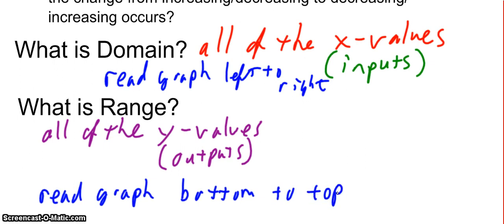to top. And just to emphasize, for both the domain and range, the reason why we read from left to right for the domain or bottom to top for the range is because we always want to go from lowest to highest, right? And so that's how the x values go from lowest to highest, is from left to right, and how the y values go from lowest to highest is bottom to top.